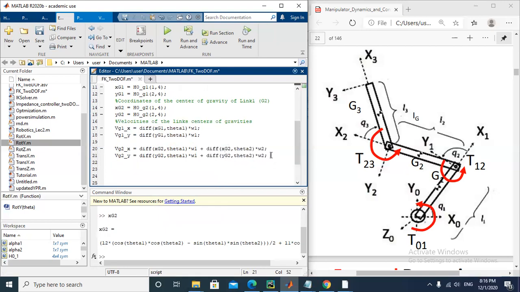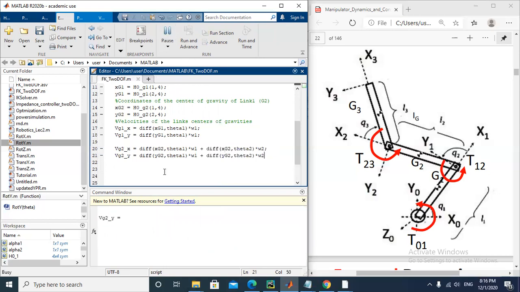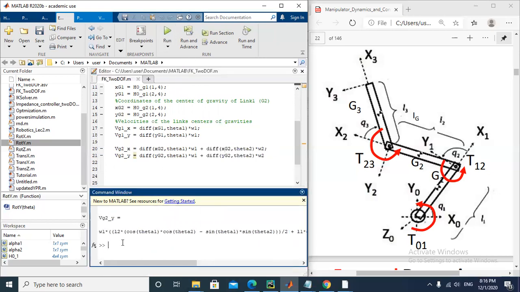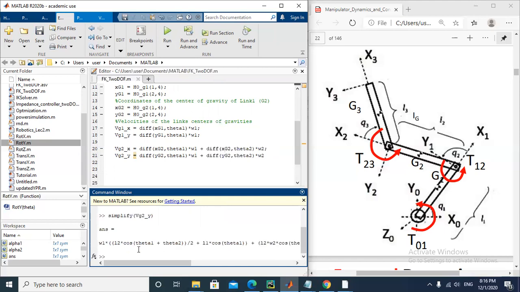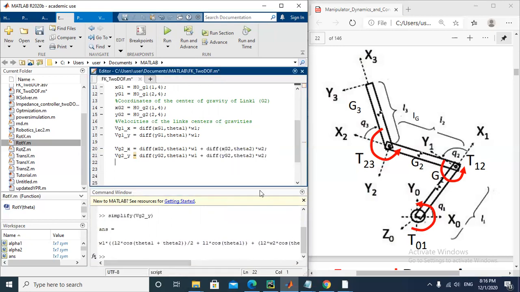Great, so let's just run it and see what happens. Okay, we're good. Simplify vg2y. It doesn't get any more simple than that, but here it is. Okay, great. So now we actually have your velocities, right?